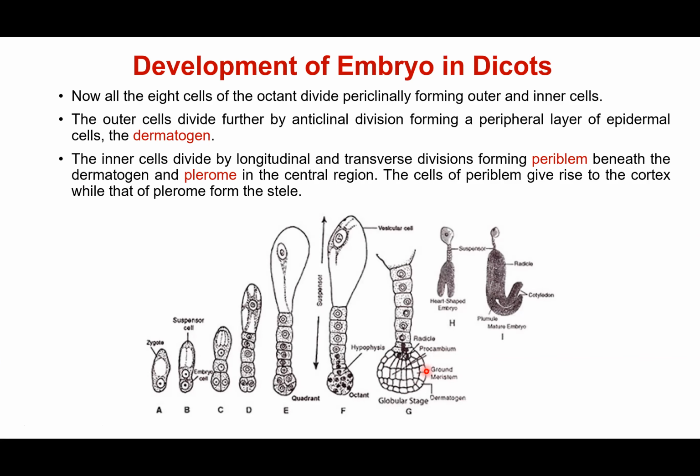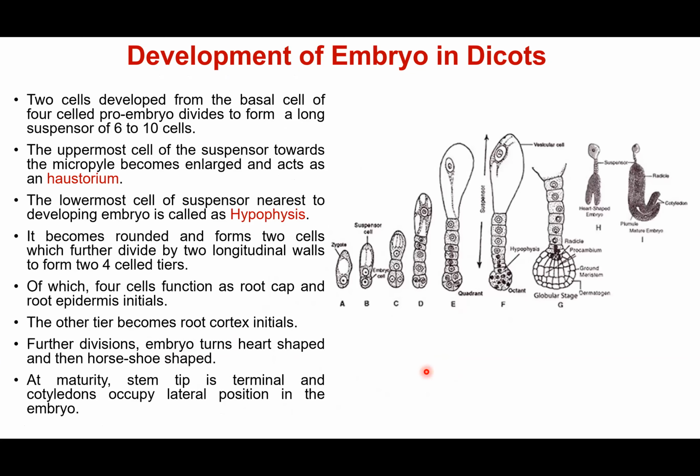So what's happening next? Let's see. You had an apical cell and a basal cell, right? The apical cell is going ahead and forming quadrant and octant. Your basal cell, which is present here, is dividing to form 6 to 10 cells of the suspensor. While we concentrated on this bottom cell, above you have again 6 to 10 cells which are coming from your basal cell. This apical cell is giving rise to the quadrant stage and octant stage. The upper cells are coming from the basal cell. So you have 6 to 10 cells which are present above your apical cell.